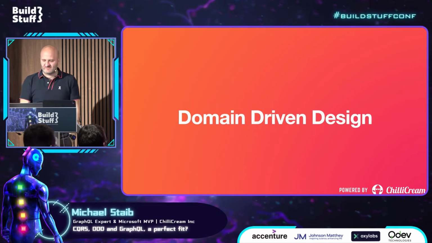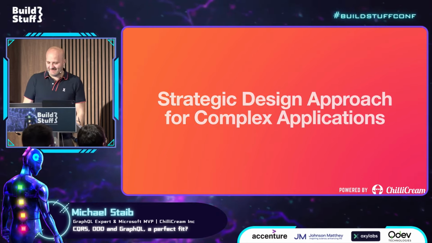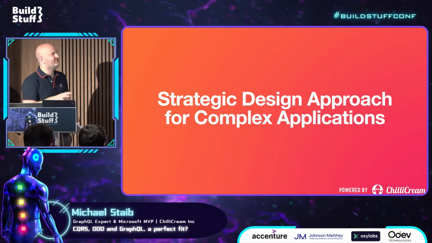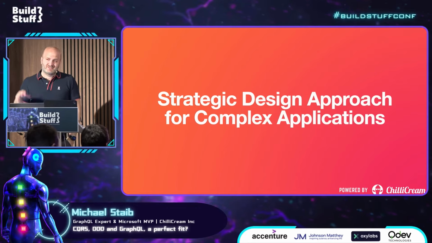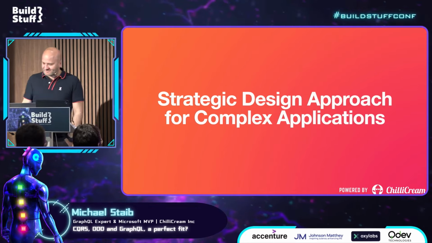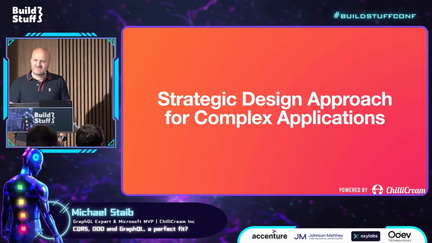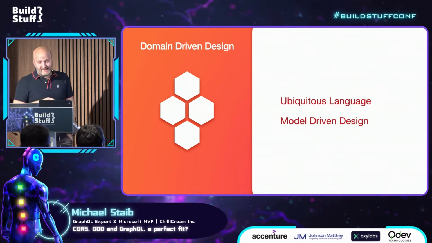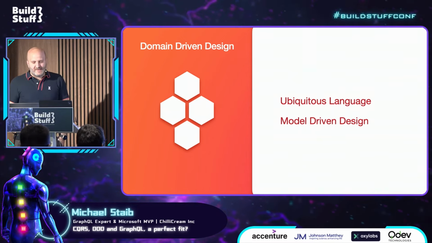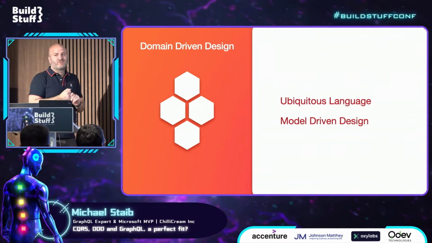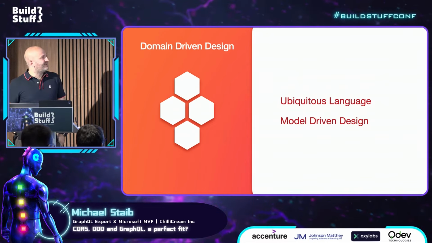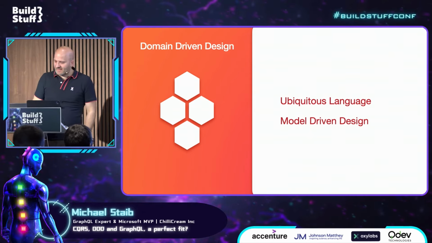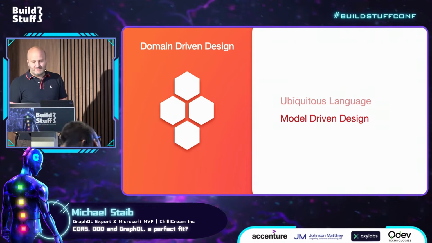Let's talk about domain-driven design, or DDD for short. DDD is a strategic design approach for complex applications. So it's not meant to design your to-do app, like I initially said, but most examples are actually a to-do app. DDD helps focus on core business problems by aligning software models with business requirements and using a shared language between developers and domain experts, stakeholders. It's called the ubiquitous language.